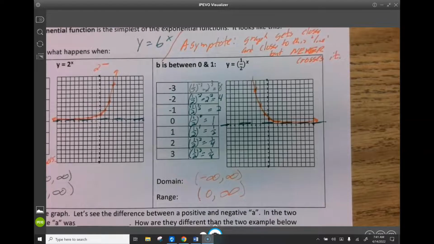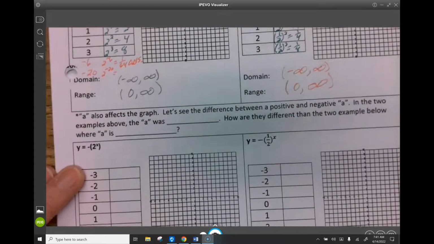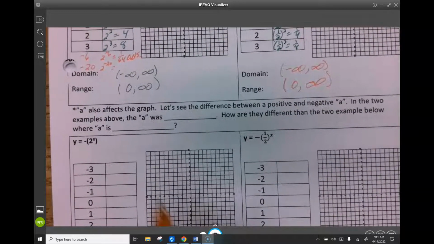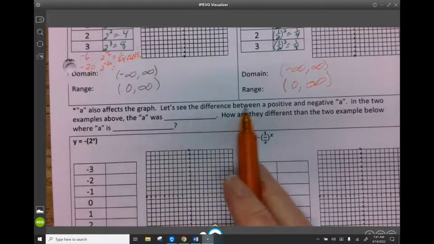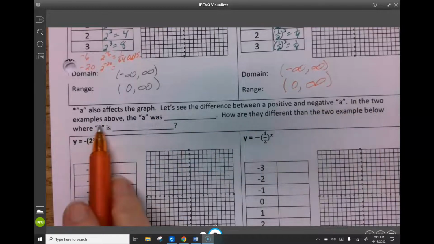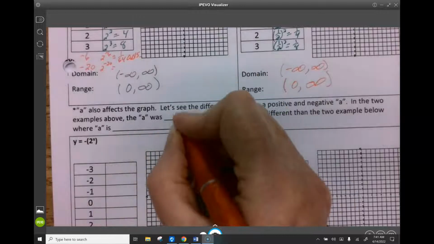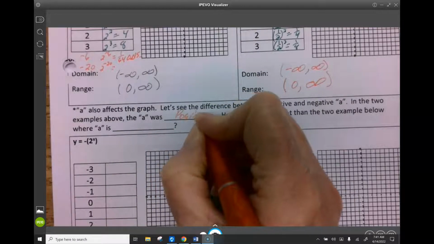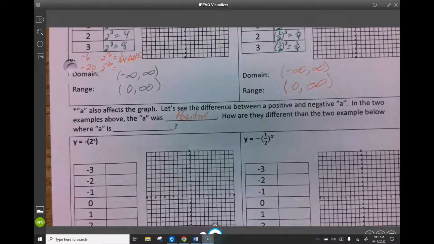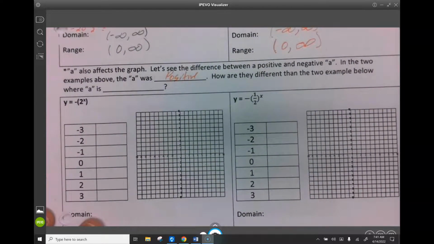Okay, good. Now this next part will sound familiar because we just did it with quadratics. A also affects the graph. Let's see the difference between a positive and negative a in the two examples above. The a was positive. Okay, how are they different than the two examples below? Let's take a guess what's going to happen.